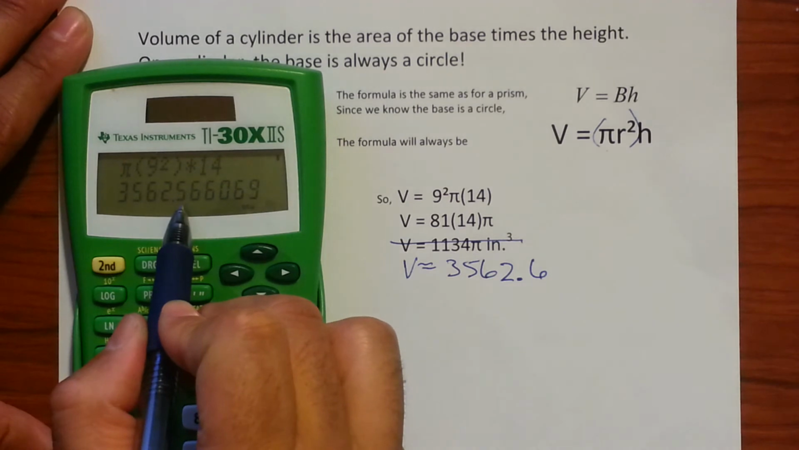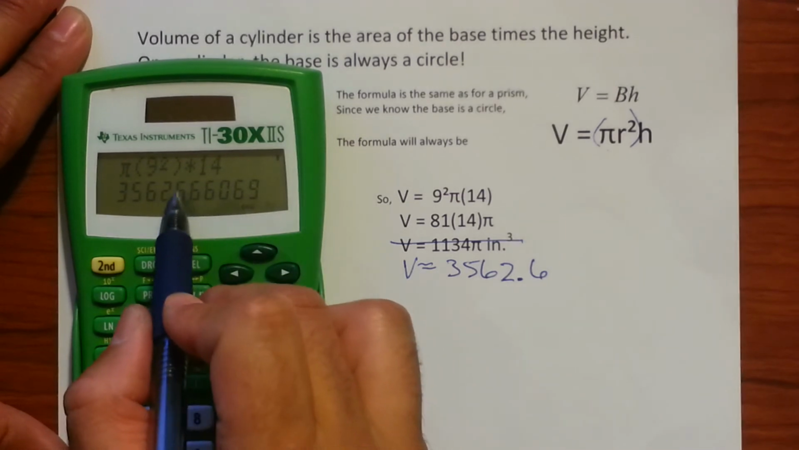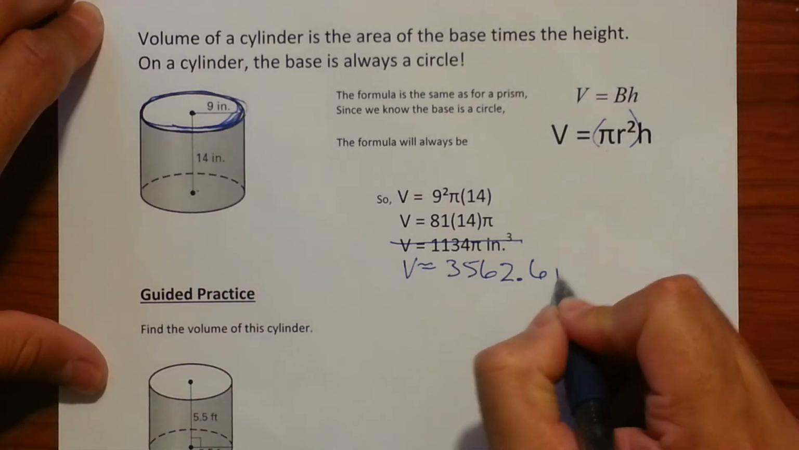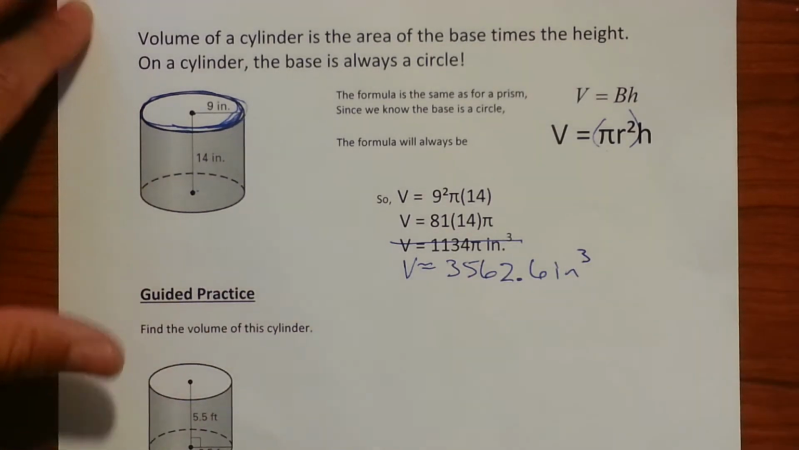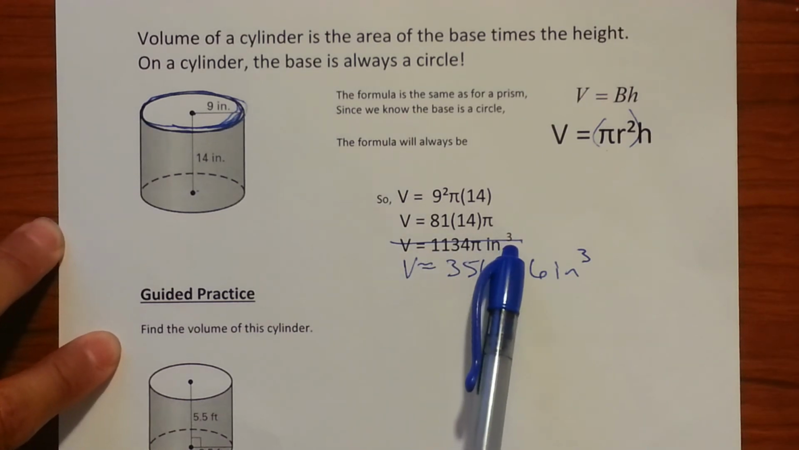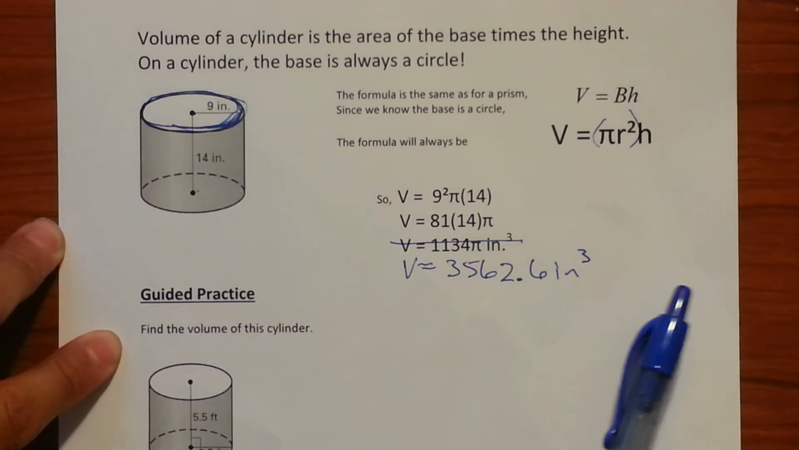So we get volume is about 3562.6, because if we're rounding here, we look at the 6, make that 5 go up, and the units are inches cubed. So the answer earlier was in terms of pi, but I don't like it in terms of pi. Multiply the thing out. You've got a calculator.